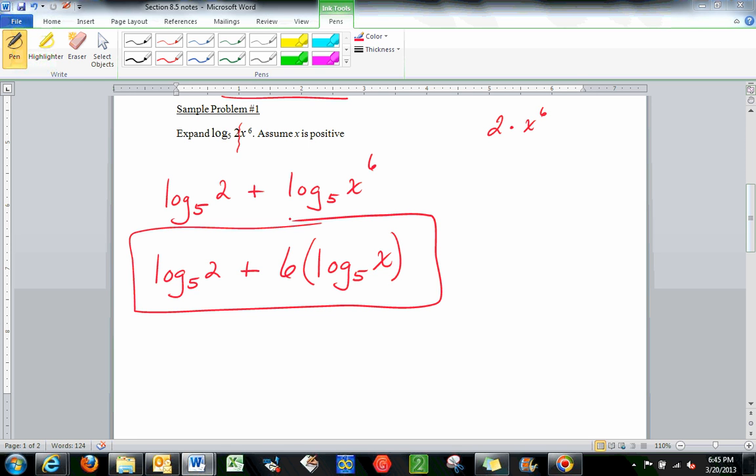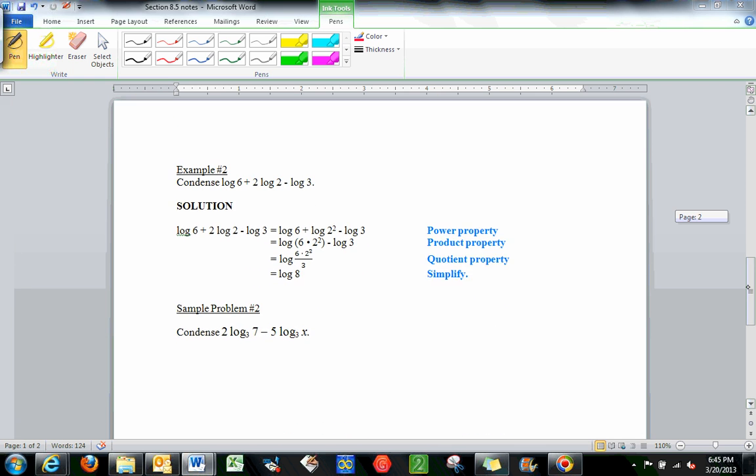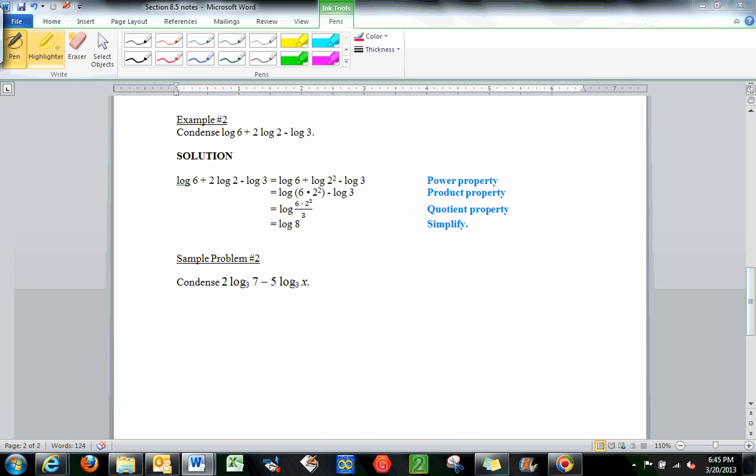Alright, let's reverse this process and see it going the opposite way. So you can see in example number 2, we're condensing the logs. You can see here we've got a couple things going on. We've got an addition, we've got a subtraction, and we also have a multiple in front of that log.